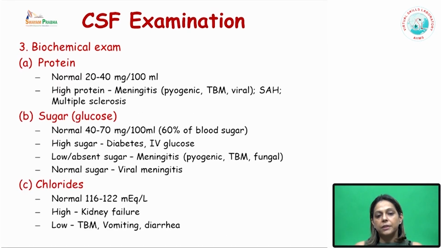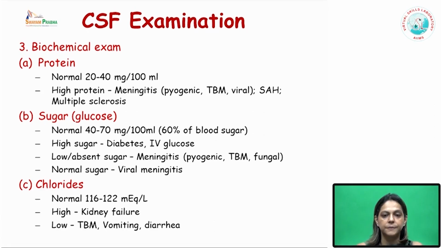Now, knowing about protein, sugar and chloride levels of CSF is very, very important. For example, high proteins in CSF can be seen in pyogenic or tubercular meningitis. Normal sugars is seen in patients with viral meningitis, and low sugar can be seen in pyogenic, tubercular and fungal meningitis. Similarly, high chloride levels can be seen in kidney failures and low can be seen in states of vomiting or diarrhea.